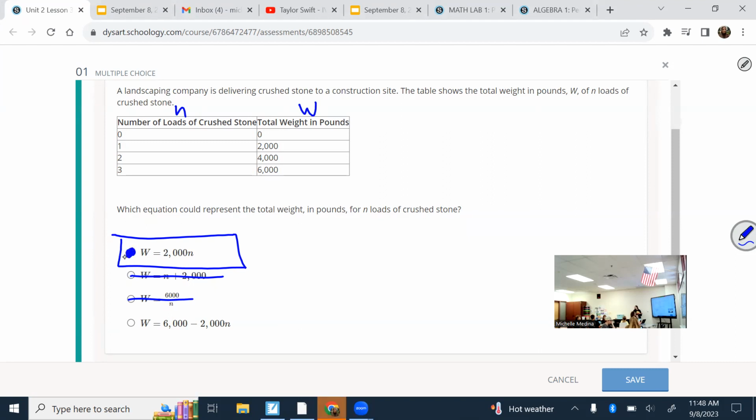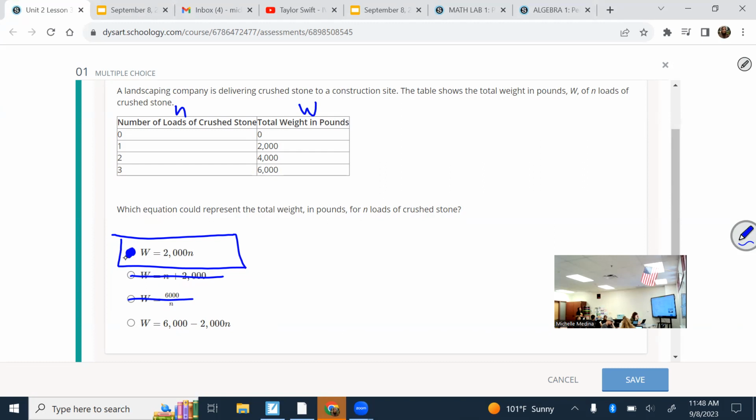Does anyone know? Okay. This one down here, like I just don't know where the 6,000 would even come from. That would suggest that like we started with 6,000 and that it's going down by 2,000 each time, when that's clearly not what's going on. As we increase the number of loads, the total weight increases. So this would not make sense to subtract. Okay, questions on that one?